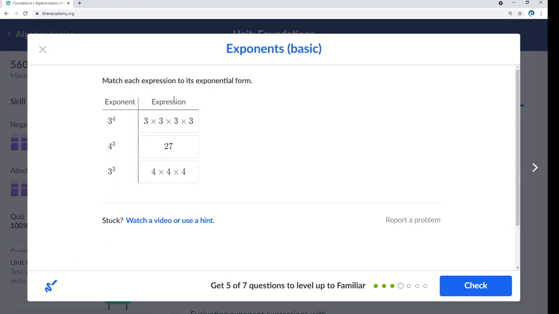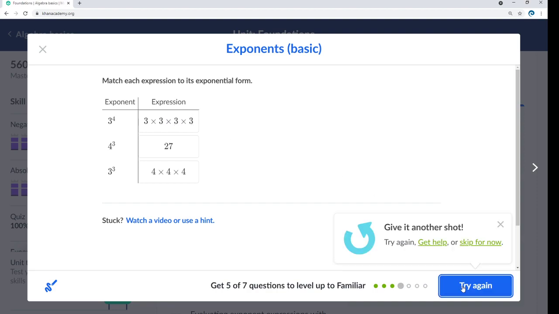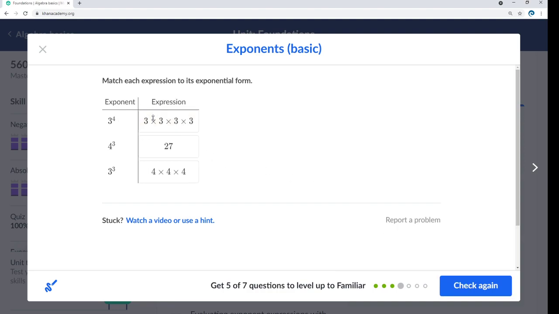Match each expression to its exponential form. So this is 3 to the 4. So this is the exponential form. This would be the results, so that's not what we're looking for. And this is just wrong. This is just because you always multiply by whatever this is called. I could probably watch the video and know what it's called. Yeah, so 3 times 3 times 3 times 3. That is 3 to the 4th power. Oh, I should actually select something.